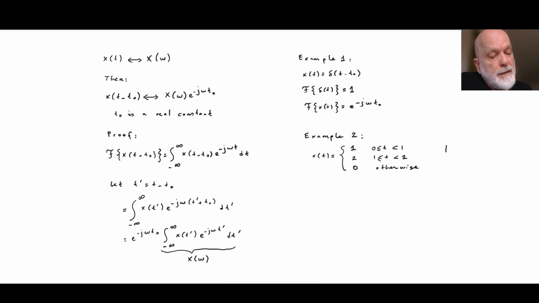So graphically, x of t, from 0 up to 1, is equal to 1. And from 1 to 2, it is equal to 2. And for all other values, we have 0.